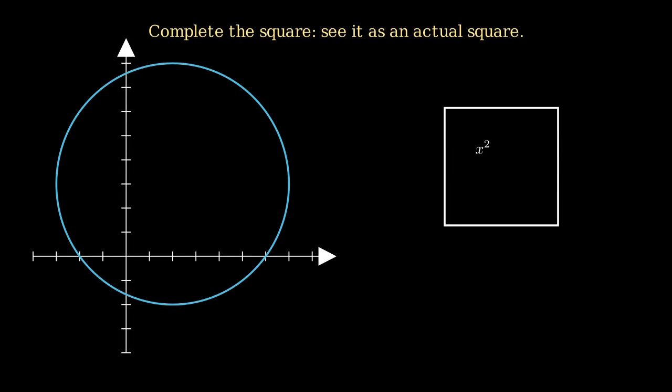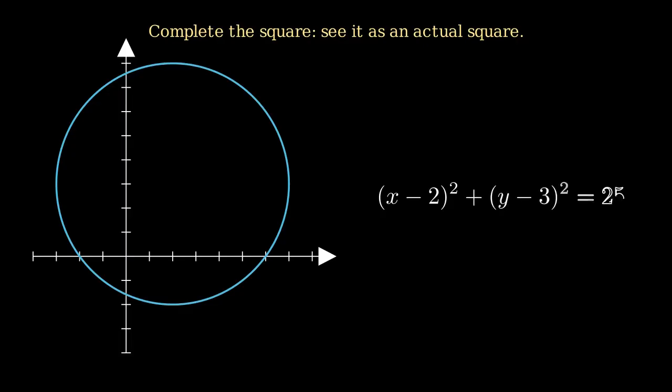(x minus 2) squared minus 4, plus (y minus 3) squared, minus 9 equals 12. Move the extra numbers to the other side and you get (x minus 2) squared plus (y minus 3) squared equals 25. The center is (2, 3), and the radius is 5, since 25 is 5 squared.